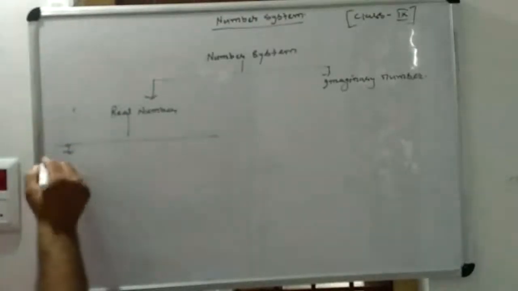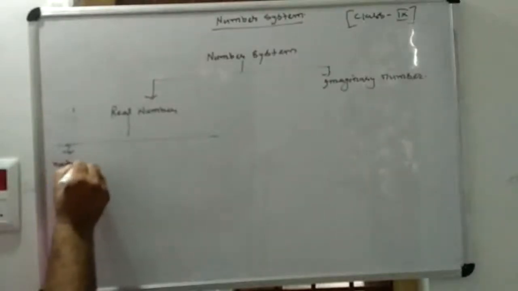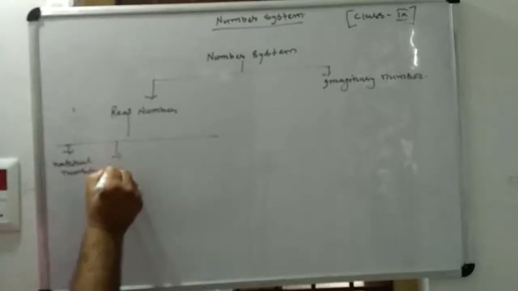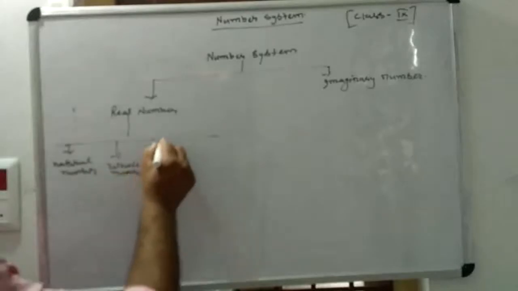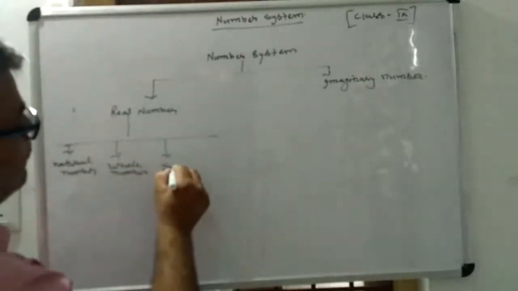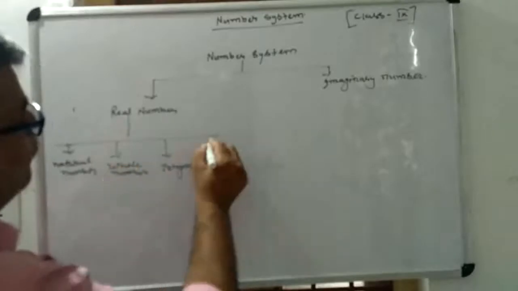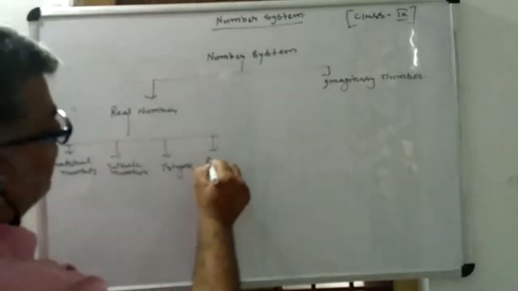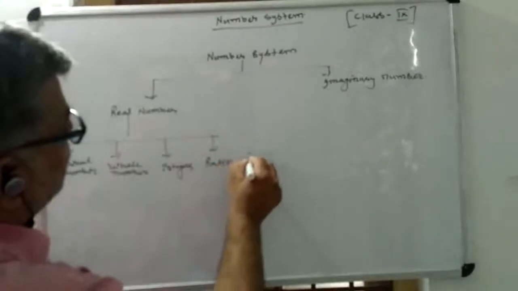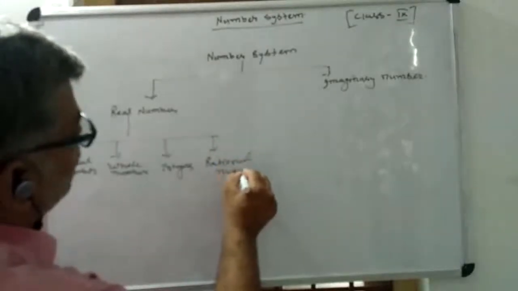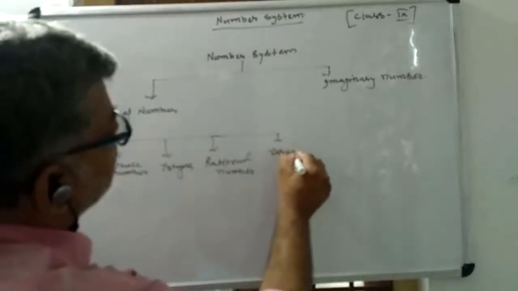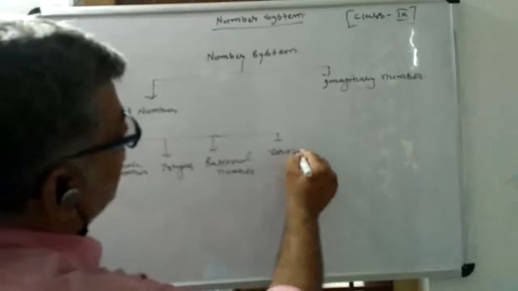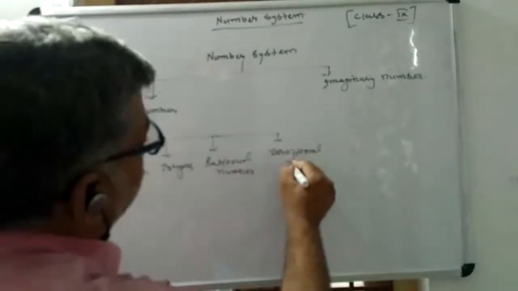That is, first, natural number. Second, whole number. Third, integers. Fourth, rational number. And fifth, irrational number.